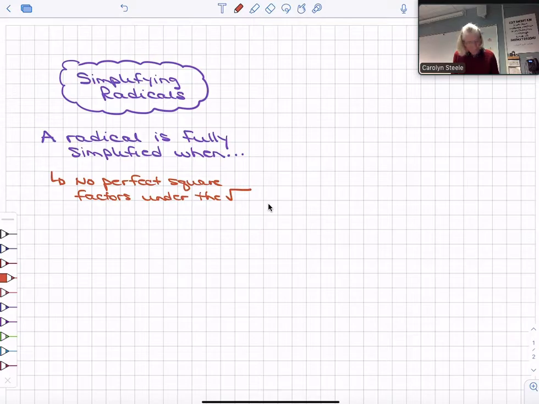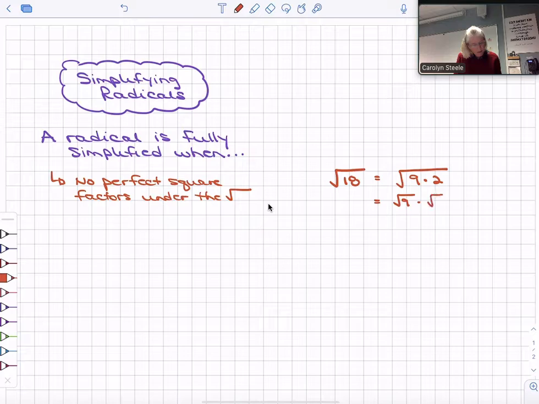Let's do a quick little example. If I have the square root of 18, I know that's the same as the square root of 9 times 2. That idea, and there we have 9 as the square, the perfect square, the square number. Think about that visual of how we can partition that square. Using one of our properties, this is the same as the square root of 9 times the square root of 2, or 3 times the square root of 2. So here is the simplified version of the square root of 18. No perfect square factors under the radical.